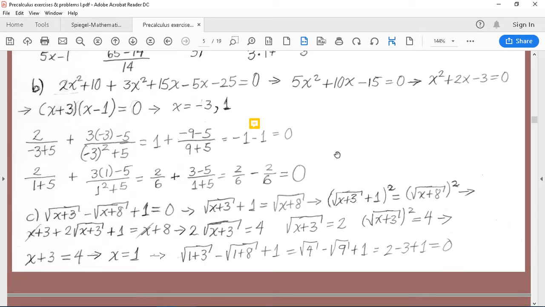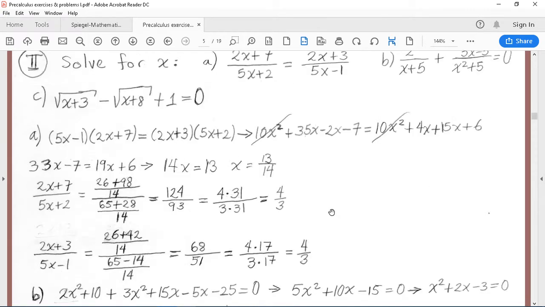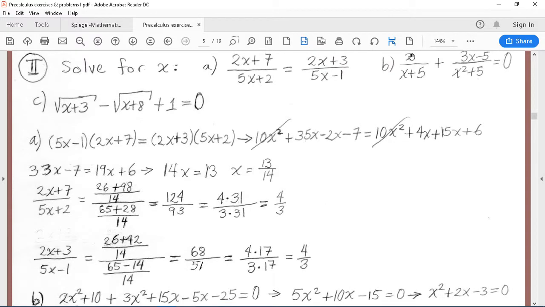Okay, now we go on to the next exercise, and here we multiply 2 times (x² + 5), and we multiply (3x - 5) by (x + 5), and we are left with (x + 5)(x² + 5) as the denominator, which we can send over to multiply with the 0, and we are left simply with 2 times (x² + 5) plus (x + 5) times (3x - 5).